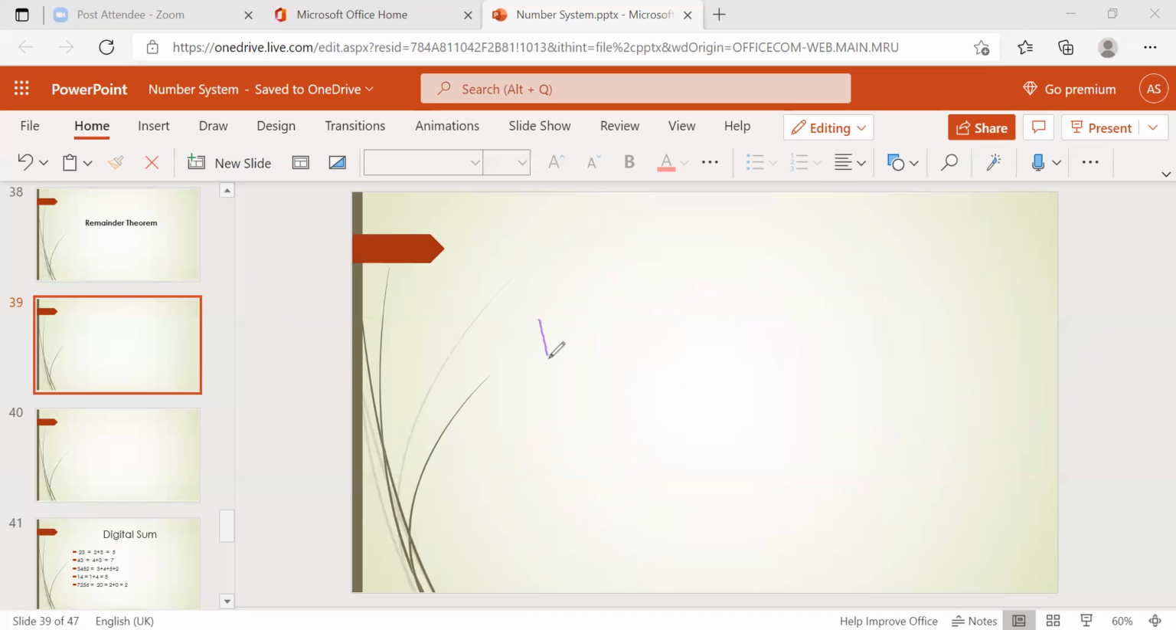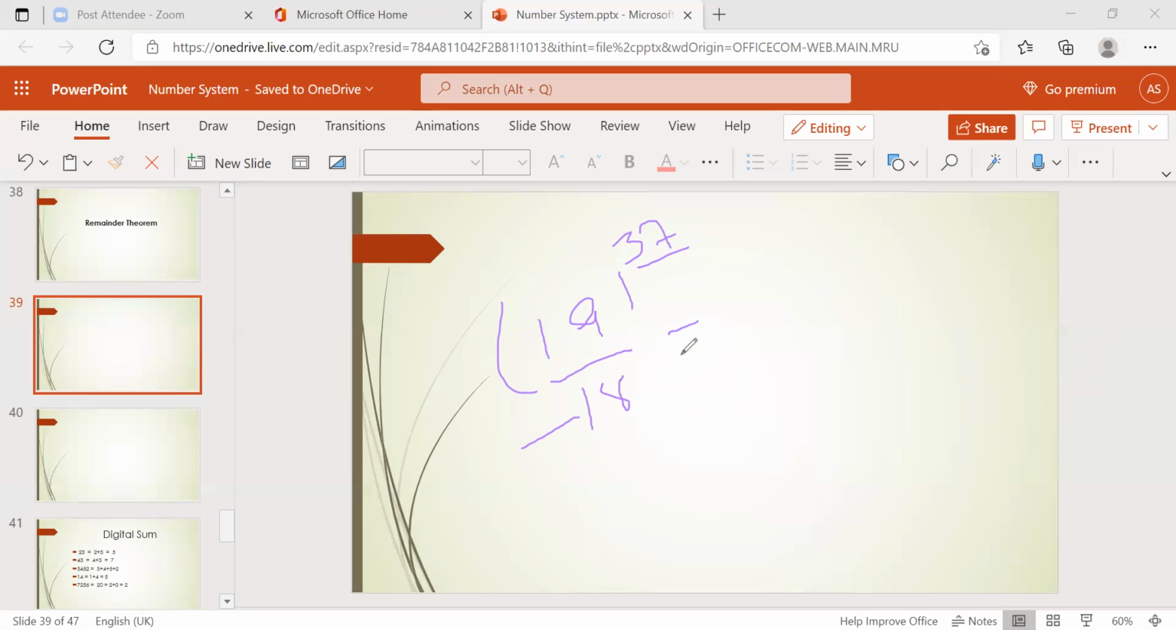So 19 by 18 power 37. Now 18 is not a prime number, right? 18 is not a prime number, but it is co-prime with 19. And here 37 is the power.